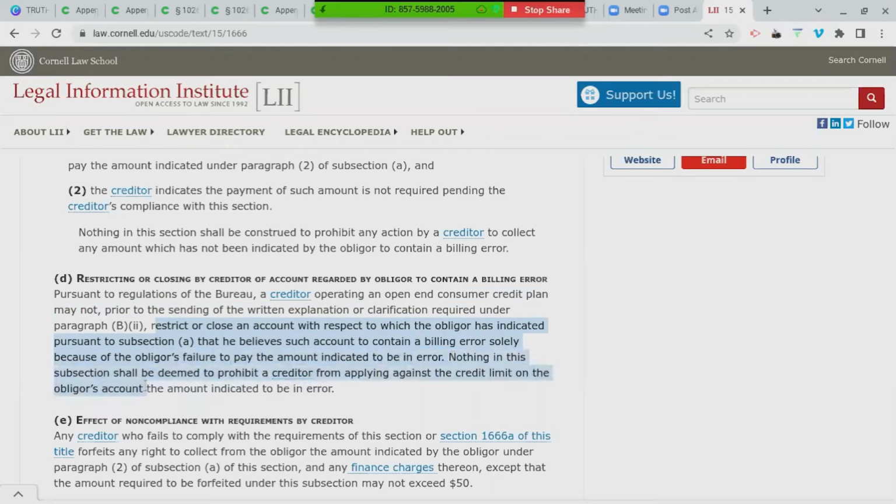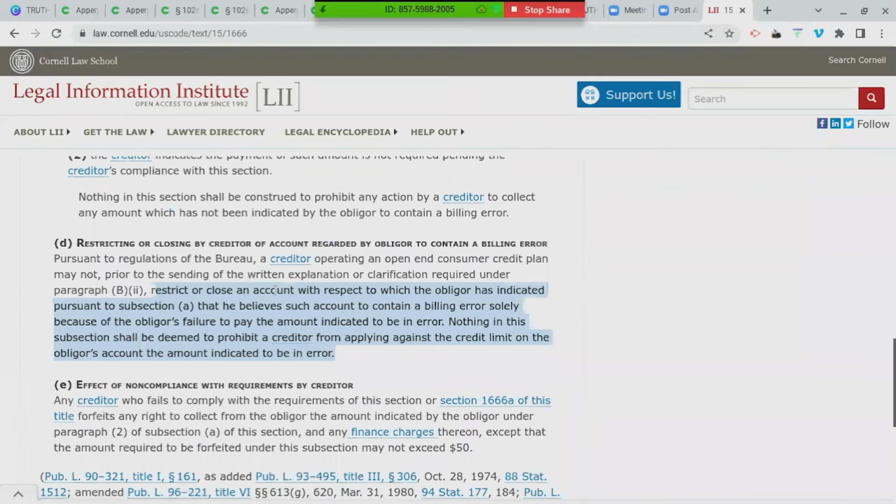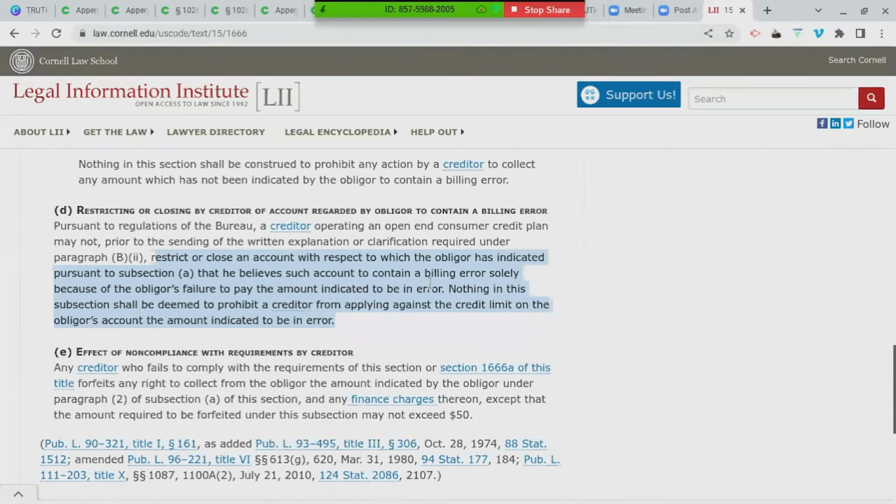Nothing in this subsection shall be deemed to prohibit a creditor from applying against the credit limit in the obligor's account the amount indicated to be in the billing error. So that's two laws right there telling them that they should not be restricting or closing your account, right?